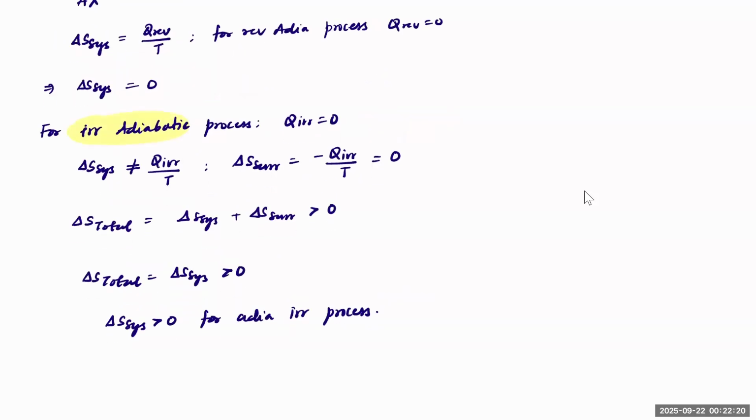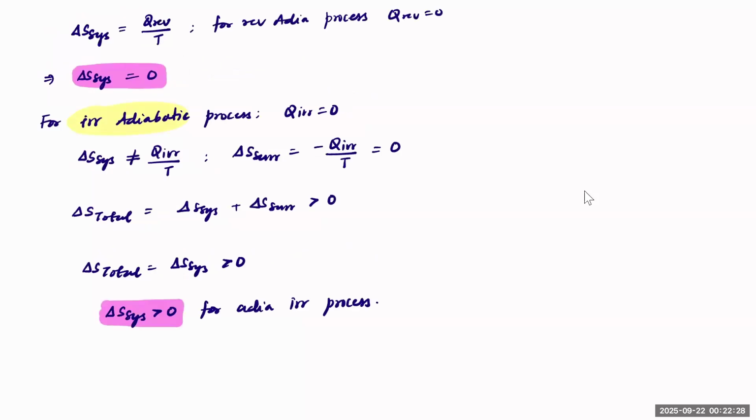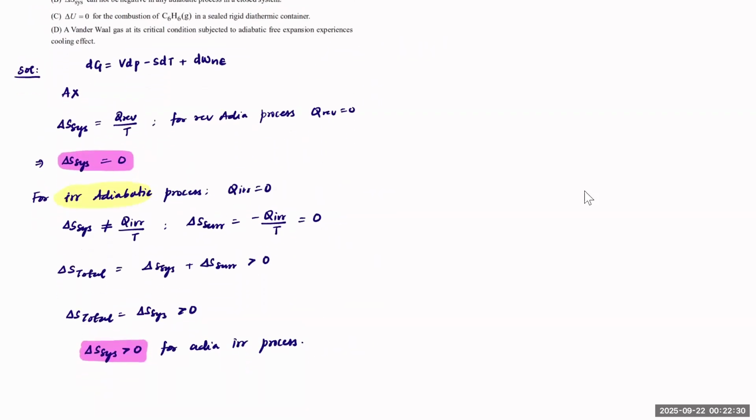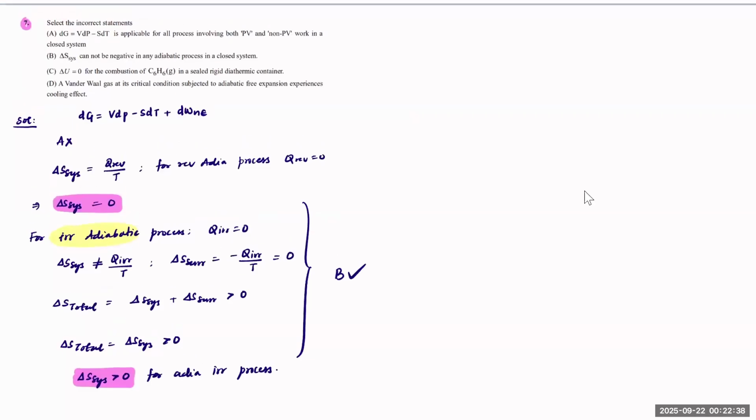Okay. So this is the conclusion we found, that delta S of the system is equal to 0 or delta S of the system is greater than 0. But it can never be negative. That means yes, the statement B is a correct statement. Clear, beta?